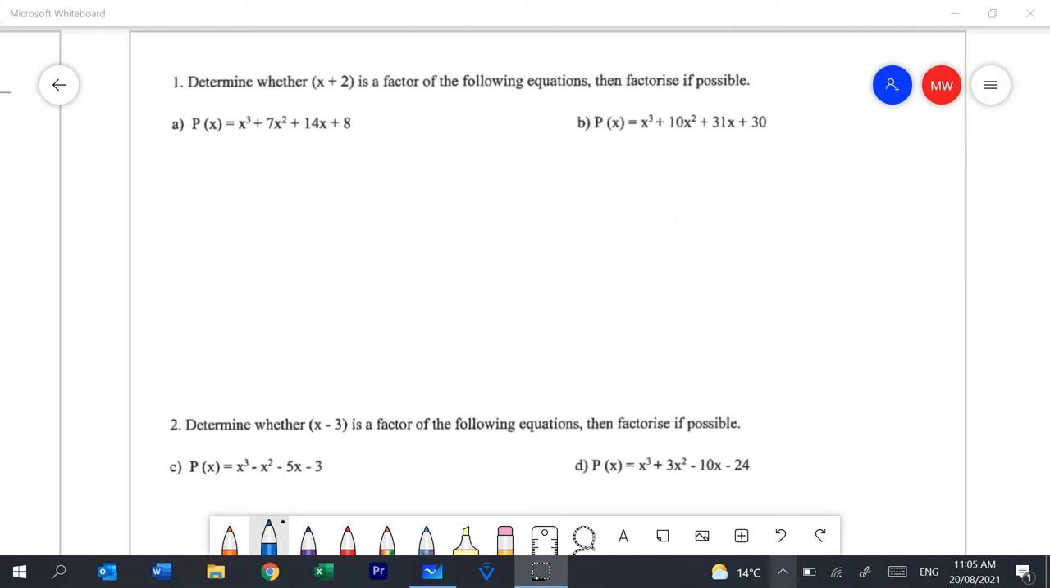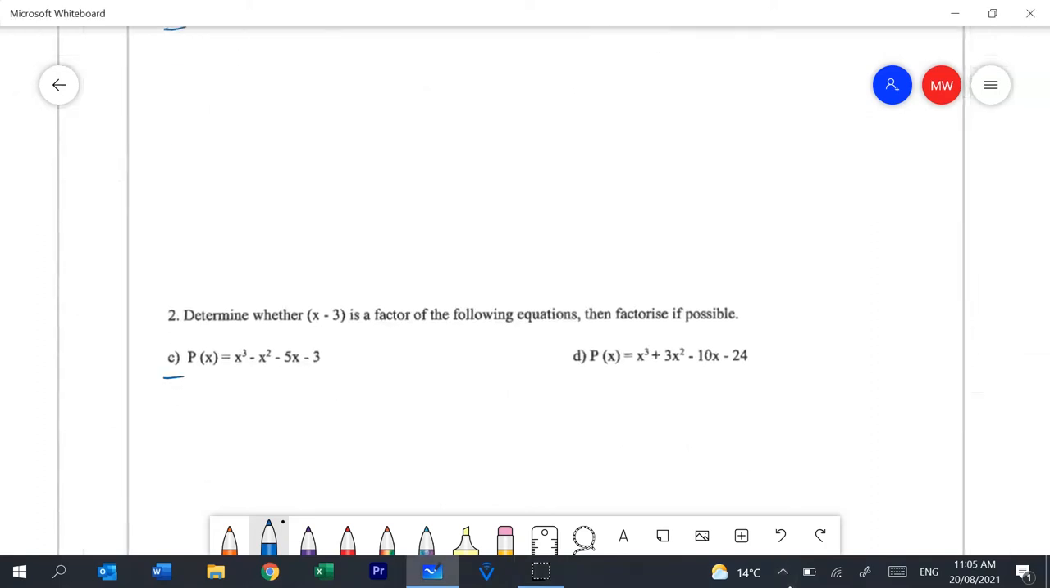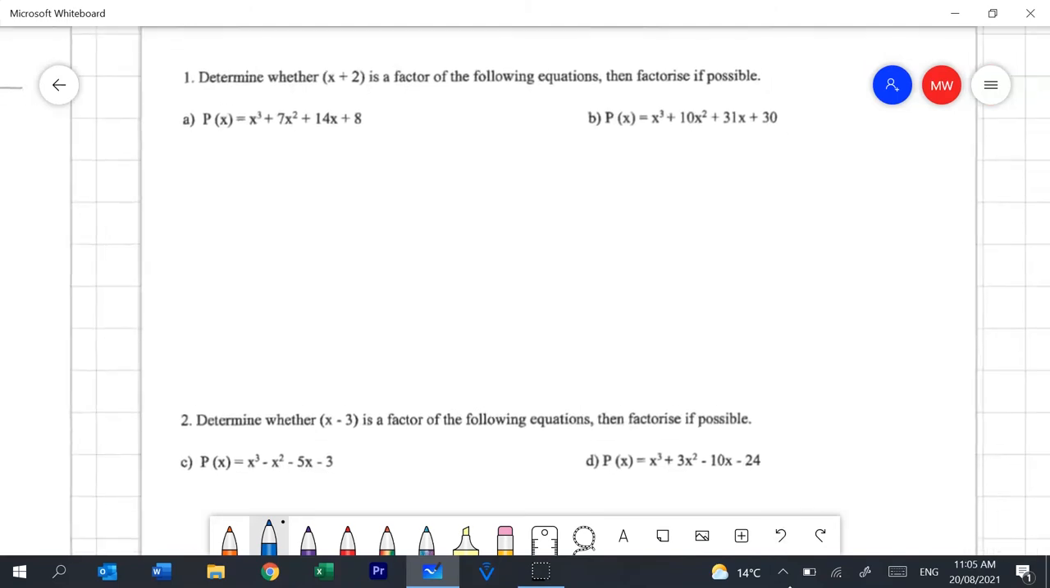In the next page, question 1 and 2 are really similar. They want to see if something's a factor, and then they want you to fully factorize. So what I might do is I might do the first one by long division, this one here, and then I'll jump down and do this one by synthetic. So you've got an example of both. But it's a good idea to test using the remainder theorem first. It's a little faster.